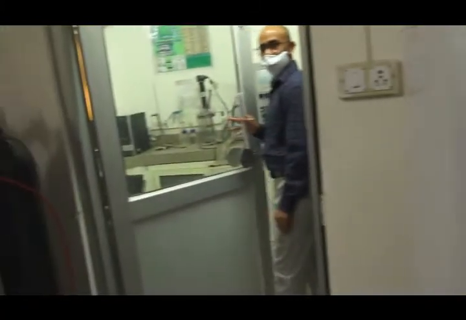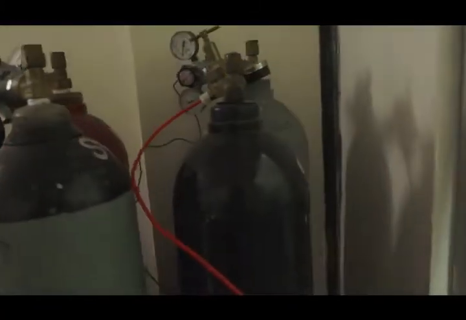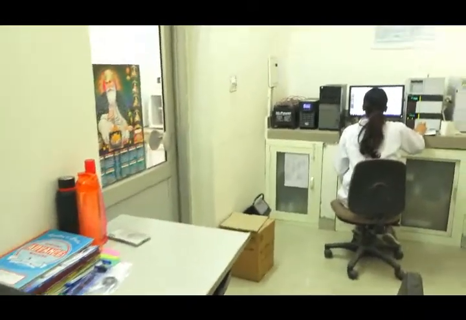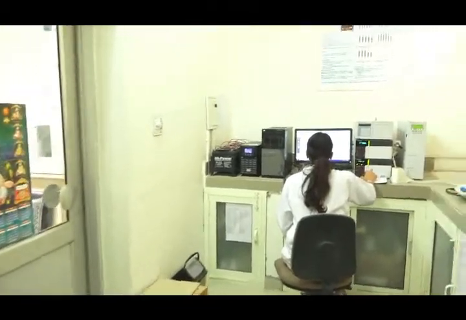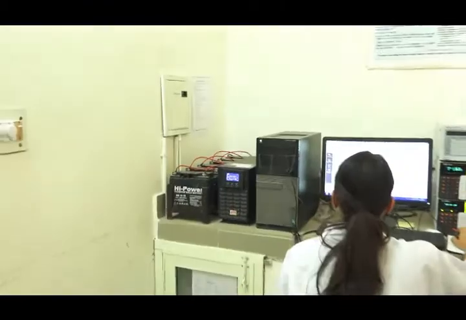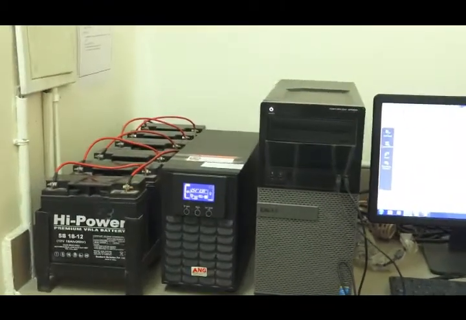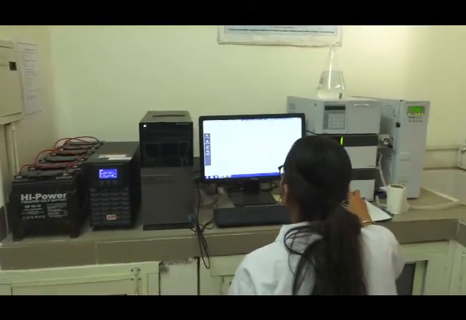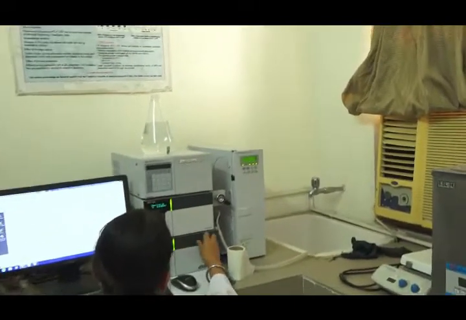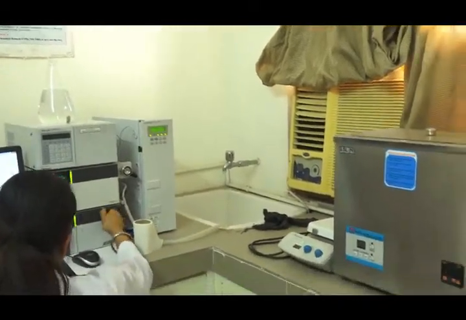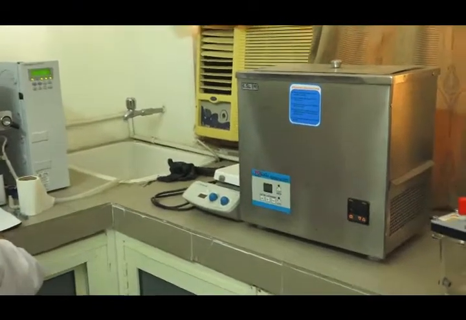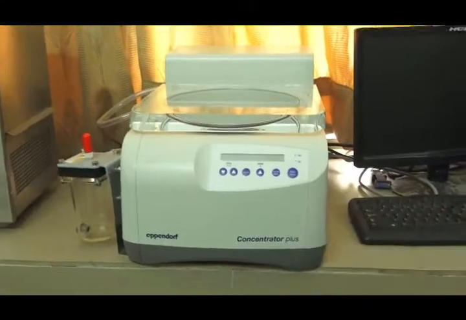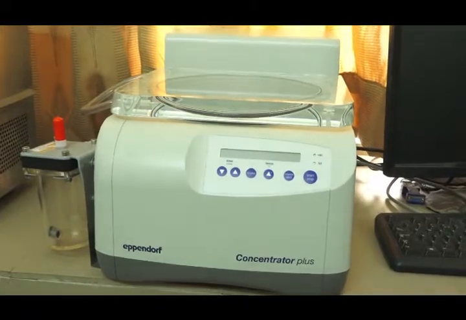So next we have the HPLC system. A research scholar is working on it. This HPLC system is basically the high performance liquid chromatography. The software in this computer is used to operate this HPLC system. It is basically used to detect and quantify the compounds present in food materials, various phytochemicals and other compounds, sugars, etc. This one is the ultrasonicator. This is another concentrator, used to concentrate liquid materials.